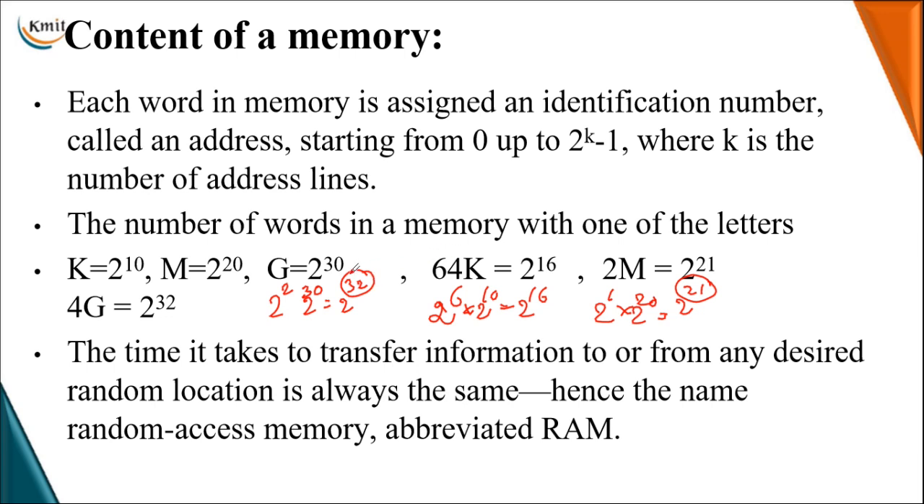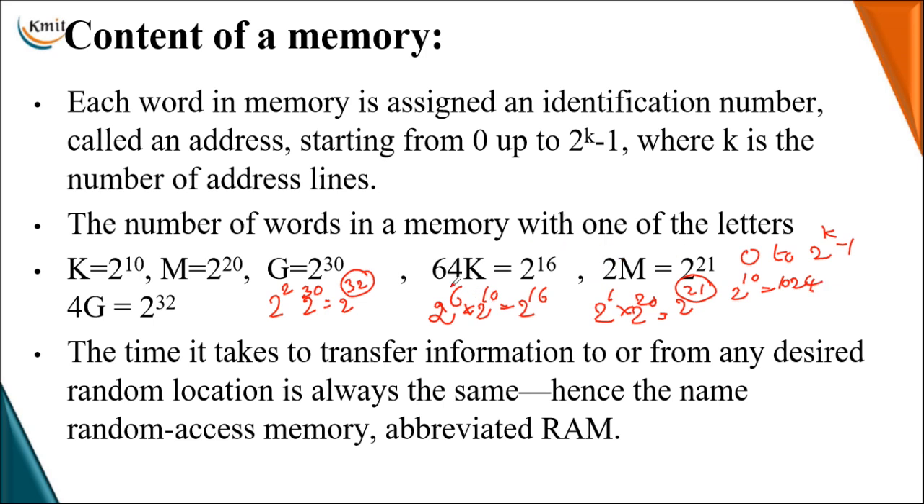So here, if it is k bits, the memory words available start from 0 to 2 power k minus 1. In the same manner, 2 power 10 is always equal to 1024, so that number of memory locations are available.